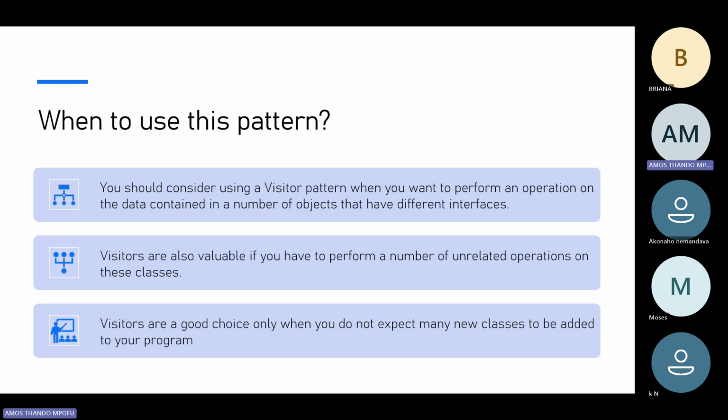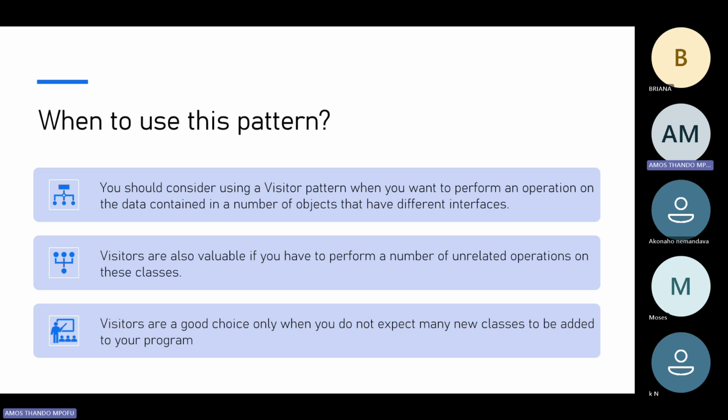Visitors are also valuable if you have to perform a number of unrelated operations. As long as you're performing an operation on the data, and these operations are unrelated, you'd know for a fact that that's a visitor design pattern you can use. Visitors are a good choice when you do not expect many new classes to be added to your program. So if the question paper says that not many, basically they tell you that you're not going to add a lot of new classes, that's also another hint on when to use this pattern.